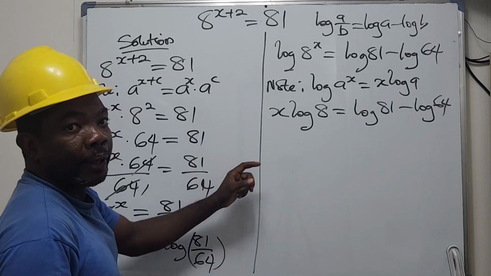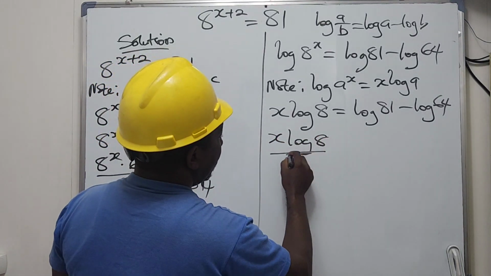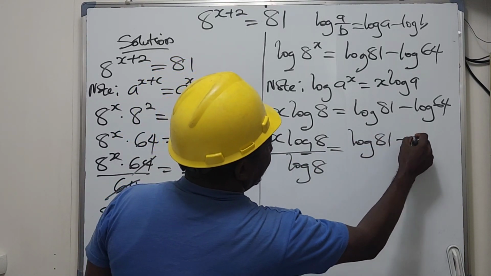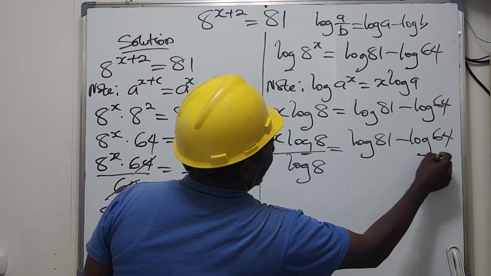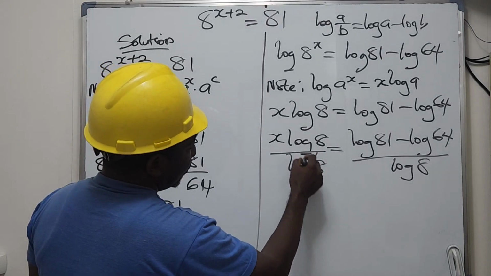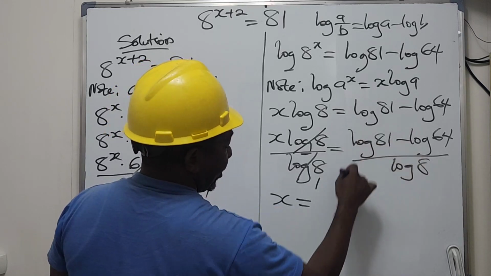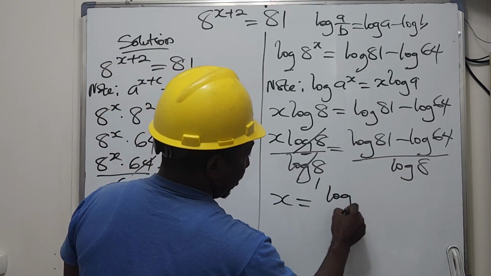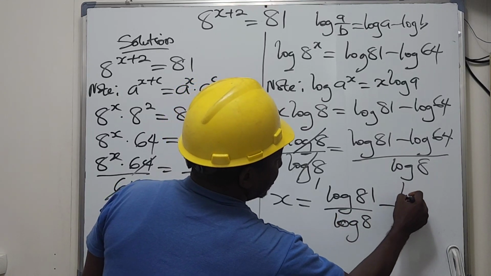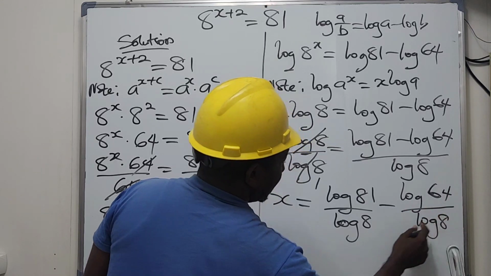Here we can divide both sides by log 8. So this will become x log 8 all over log 8 equals log 81 minus log 64 all over log 8. So in this case, log 8 will cancel here and it will cancel here. We are now left with x equals, we can separate each of these. This will become log 81 all over log 8 minus log 64 all over log 8.